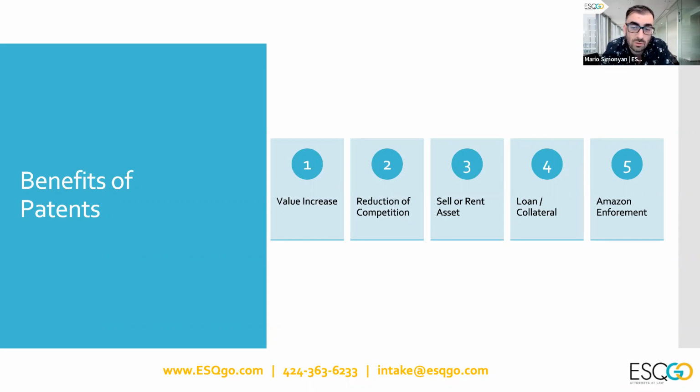Fourth is you can get a loan. So you could go to a bank with your patent and be able to get a loan or use it as collateral for a loan, whether it's personal or business. And then fifth, with patents, enforcing them on Amazon is generally easier and a lot more effective compared to copyrights or trademarks. So that's another aspect of it. And from there, later on in this presentation, we'll also talk about Amazon's neutral evaluation process.